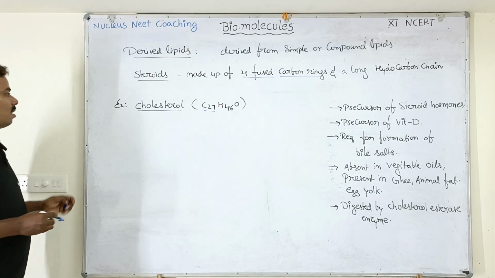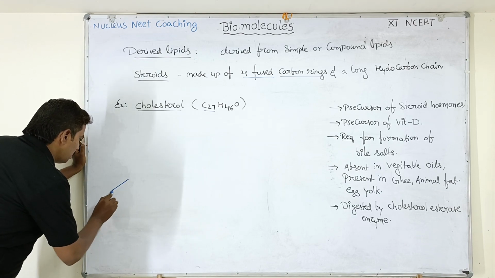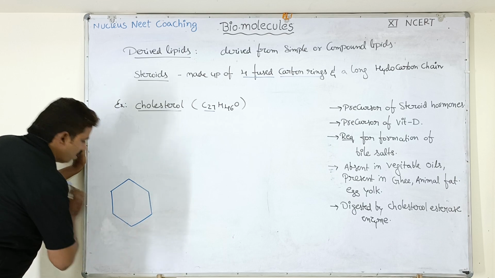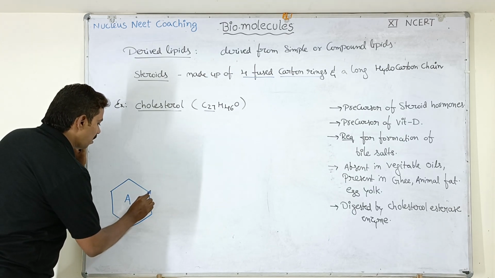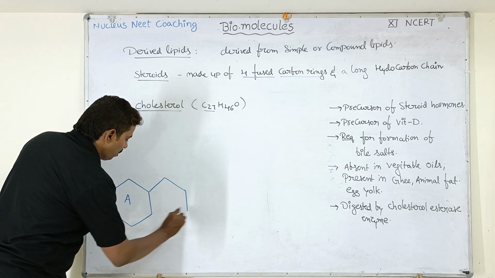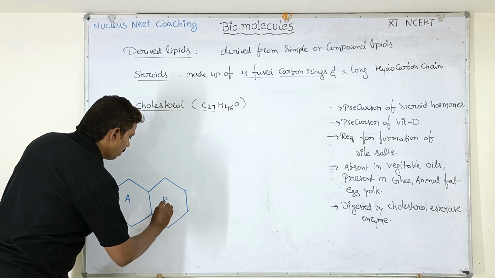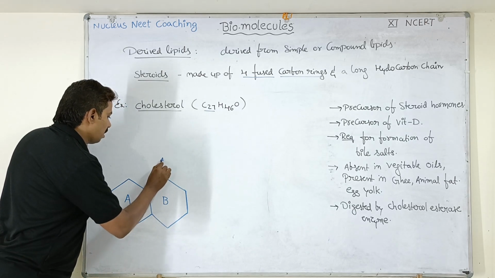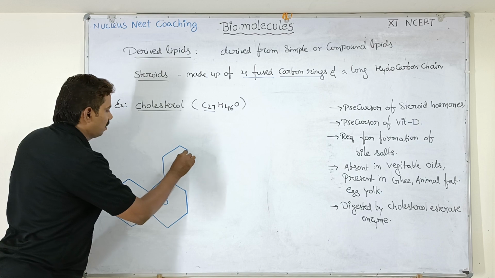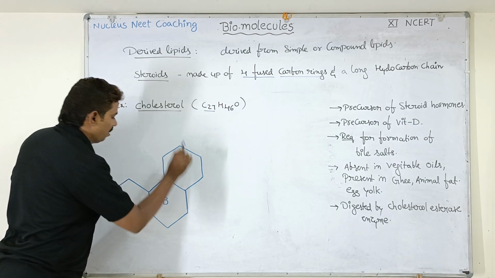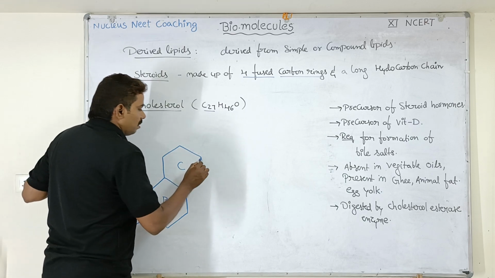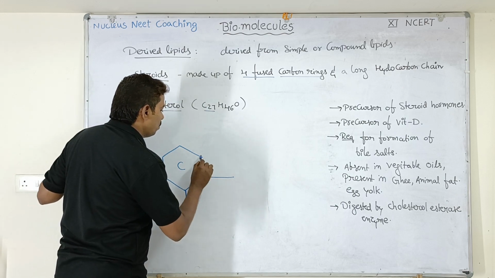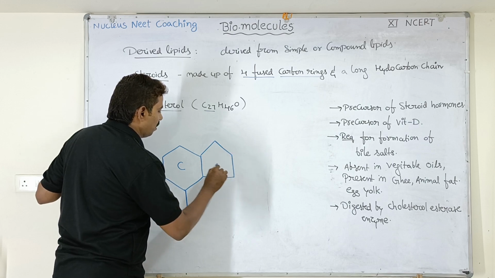Now let us see the structure of cholesterol. This is a carbon ring A. It is fused with another carbon ring B. B carbon ring is fused with another carbon ring called C. This is the third carbon ring, C carbon ring. C carbon ring is fused with the fourth carbon ring D. This is the fourth carbon ring.